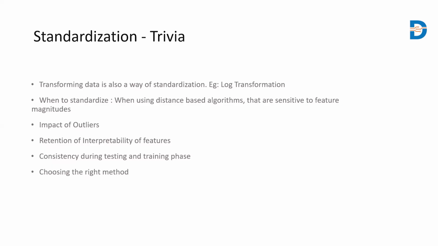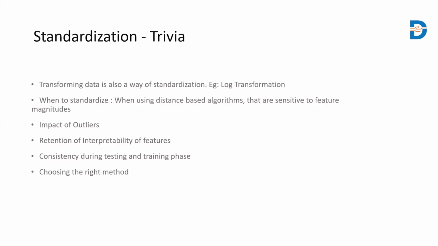Now, let us learn some trivia facts about standardization. When do we standardize? We standardize especially when we are using distance-based algorithms, KNN, K-means, all of them. Also, those algorithms which are sensitive to feature scaling, support vector machine, PCA, and logistic regression. In those cases, standardizing becomes an inseparable part of your preprocessing.